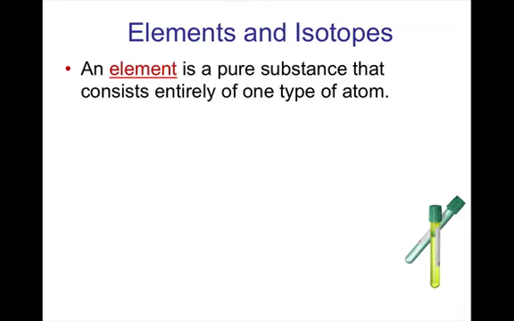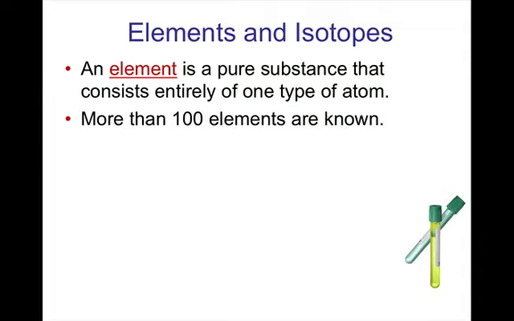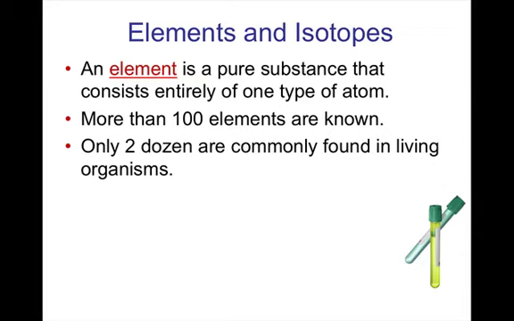Elements. No, we are not going to spend a lot of time going over the periodic table. In biology, we assume that you already have learned this in physical science. So we're just going to kind of review because we focus on specific elements just in biology. So an element is a pure substance that consists entirely of just one type of atom. More than 100 elements are known. I don't know what the number is up to date, but I know there's at least 112 or 113. Only 24 are commonly found in living organisms.